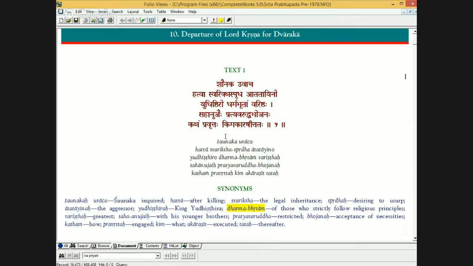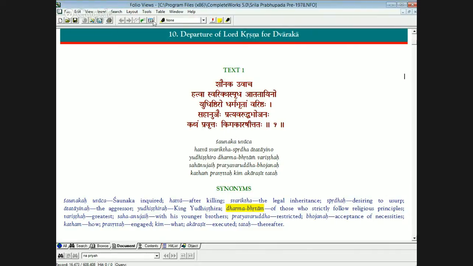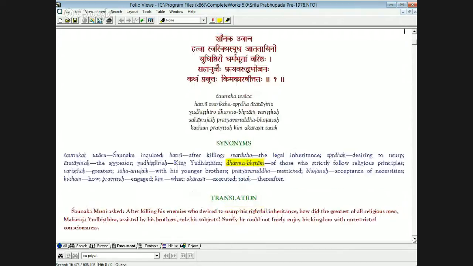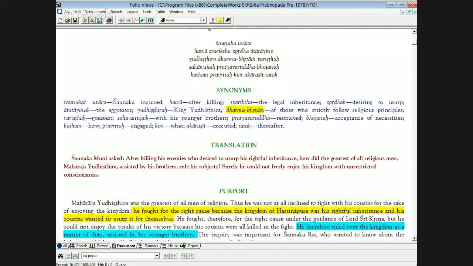Chalo, this is the departure of Lord Krishna for Dvarka. That's our chapter, the 10th chapter. You can see this is using the folio views. In this, everything comes together. No effort, you know. On the top there is a bookmark, there is a note. I can put a note somewhere in some corner, and I can highlight anything. There are an unlimited number of highlighters.